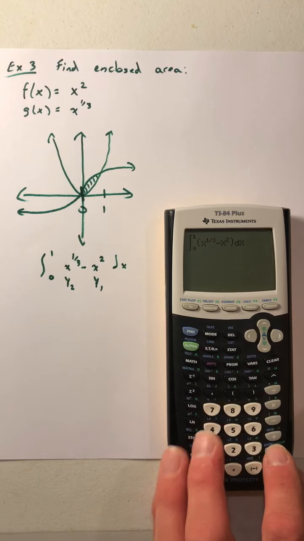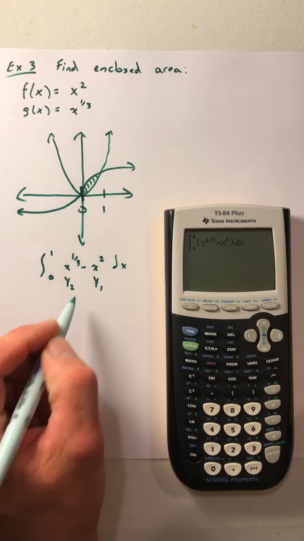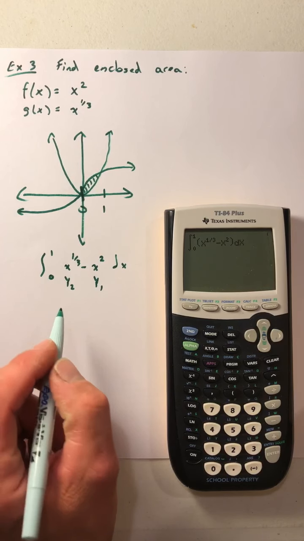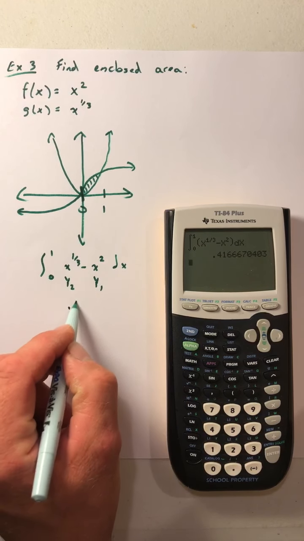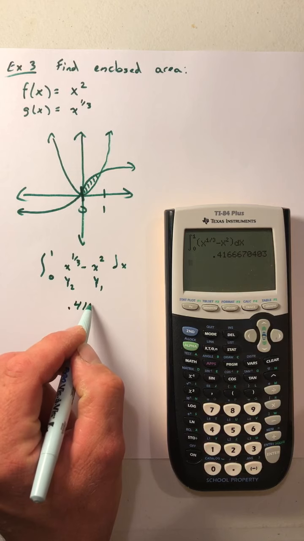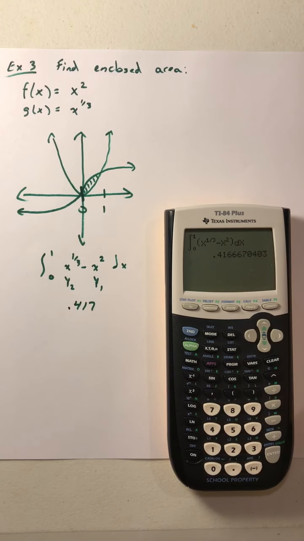in terms of x. And we go and get an answer of, let our calculator work for a little bit. There we are, 0.4167 or 0.417. And that gives us an idea of what we're going to be able to do with our calculator and find the area of an enclosed region.